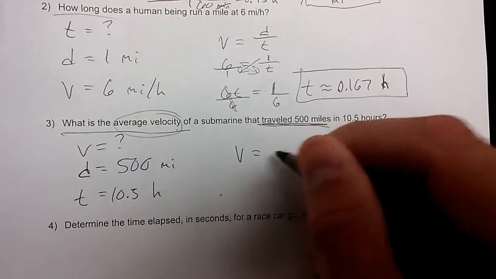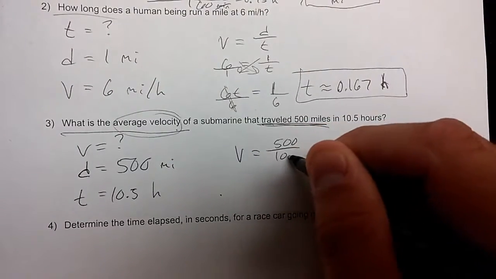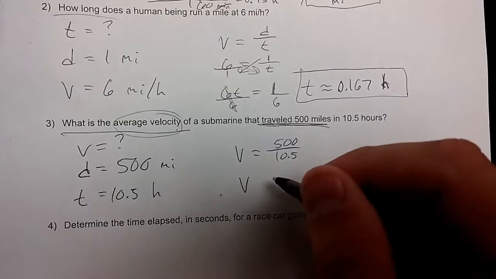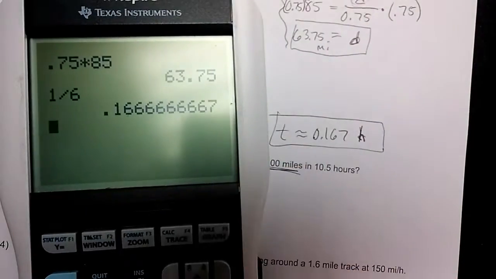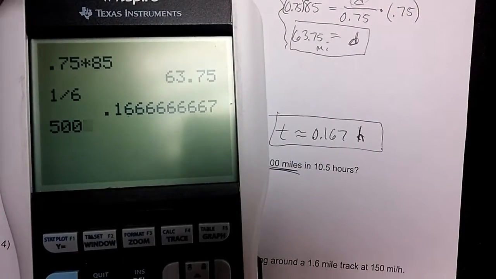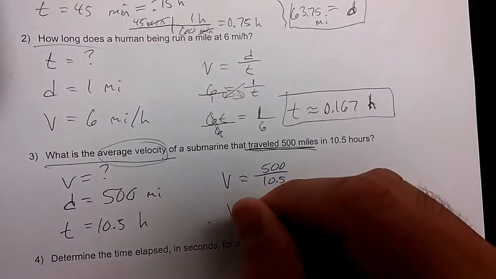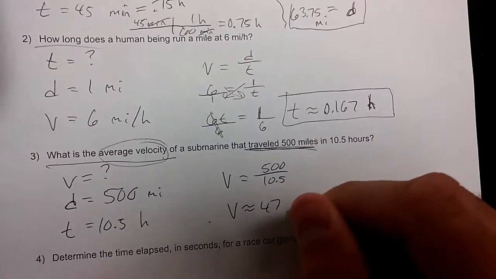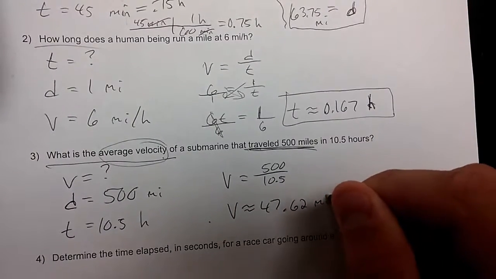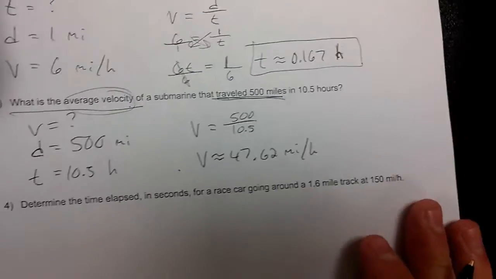So plug in 500 on top, 10.5 on the bottom. We're going to divide those two numbers. So 500 divided by 10.5, 47.62. So 47.62 miles per hour.